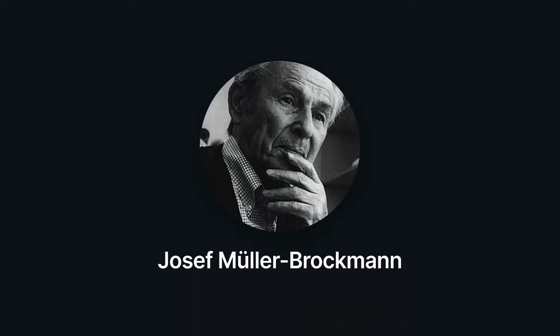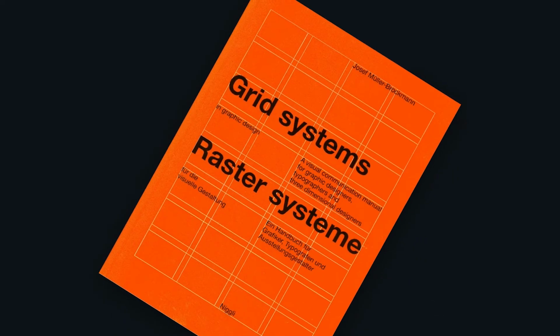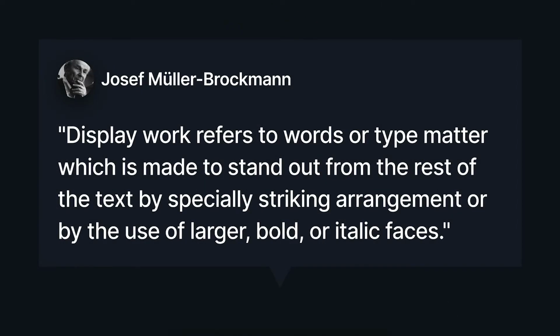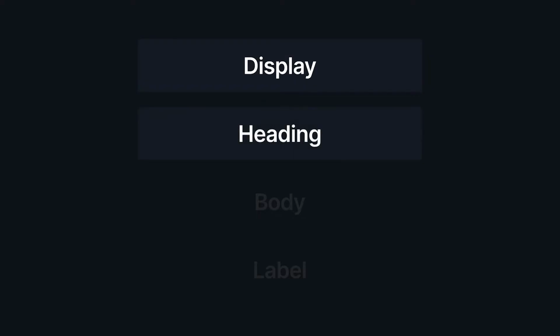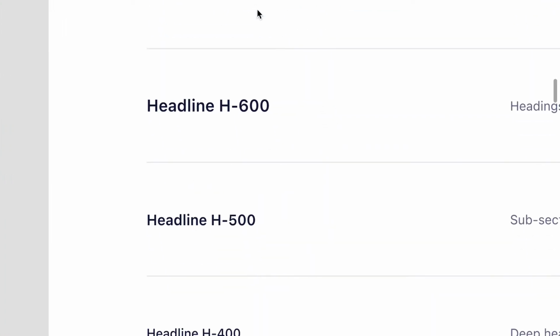And I felt that Joseph Müller-Brockmann puts it best. Display work refers to words or type matter which is made to stand out from the rest of the text by specially striking arrangement or by the use of larger, bold, or italic faces. The second level is heading, which has the role of creating titles for sections of information and helping users quickly identify and glance through.